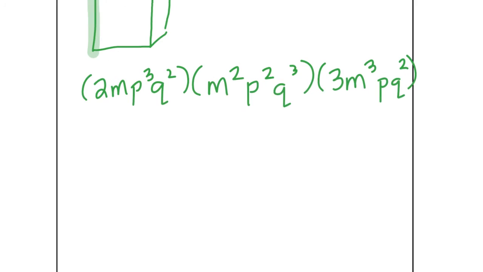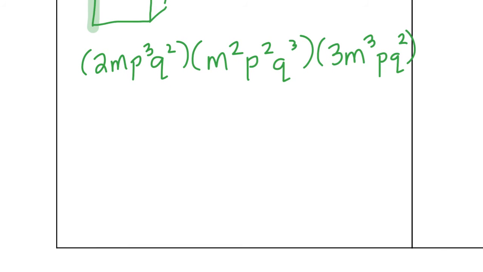Okay, so when multiplying all of these expressions, we're going to start by combining the coefficients. So I have a 2 out front, an invisible 1 out front here, and a 3 out front. We're going to multiply all 3 of these. So 2 times 1 is 2, times 3 gives me 6.